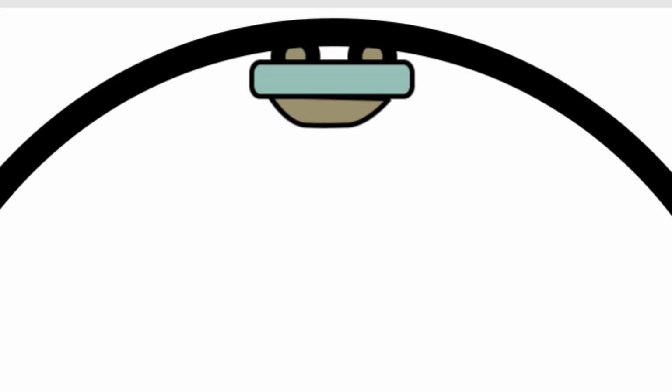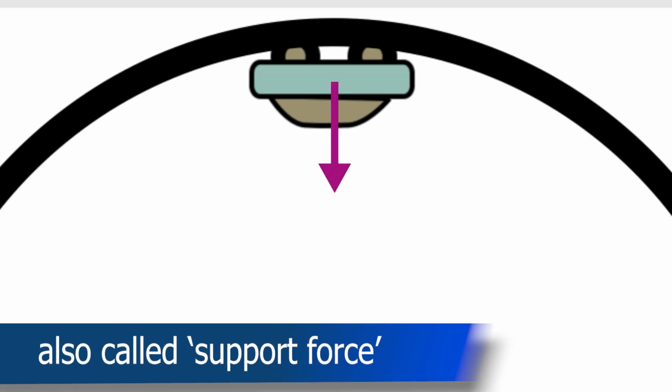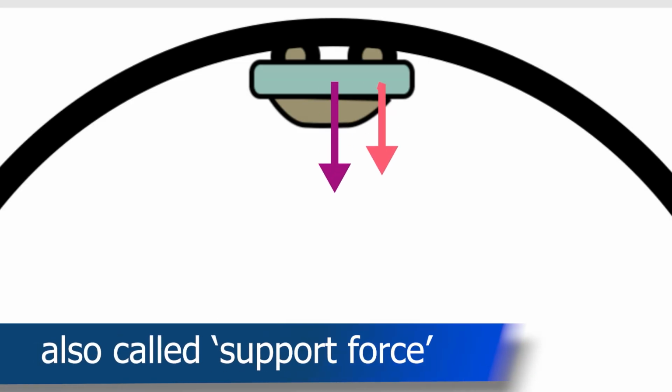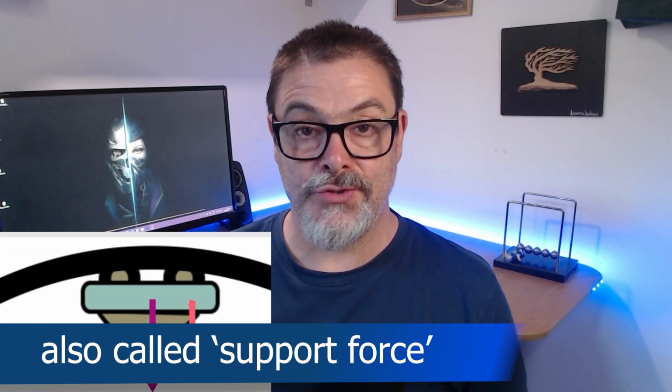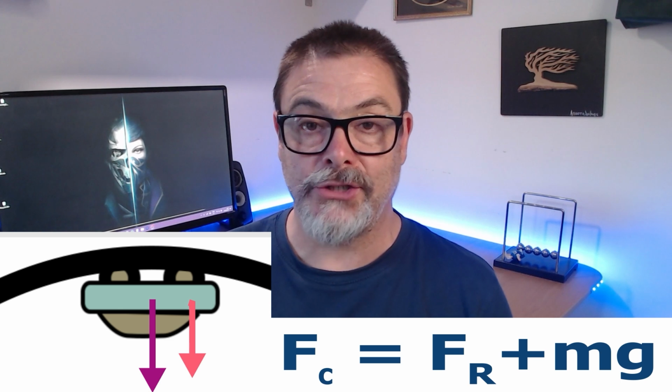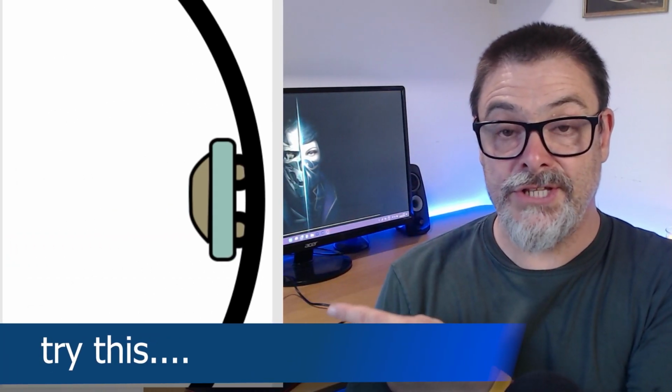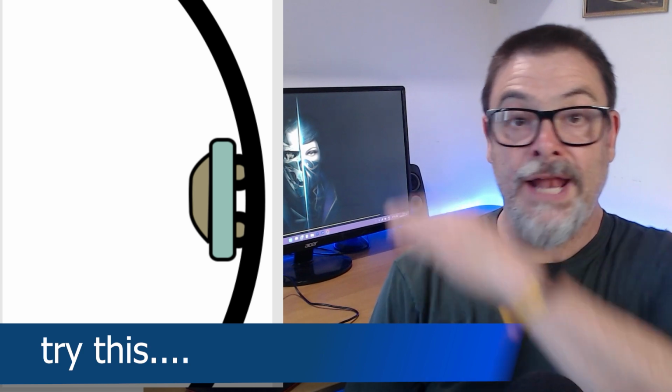When the car is at the top of its journey, the weight is still acting downwards, but also the normal reaction is now acting downwards. This means that the centripetal force, the resultant remember, is simply just the weight and the normal reaction added together. What do you think the centripetal force is in this example when the car is exactly halfway between the top and the bottom of its journey?